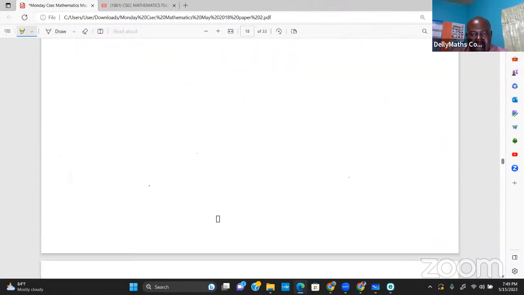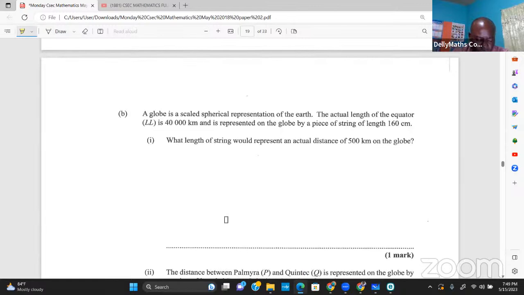Let's see what else they're asking. Oh, it's another question. All right, so we're done with the disk question. Now, another question here says, so watch this now. It says a globe is a scaled spherical representation of the Earth. The actual length of the equator from L to L is 40,000 kilometers. And it is represented by a piece of string of 160 centimeters.